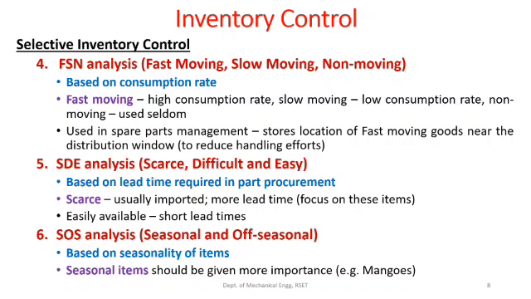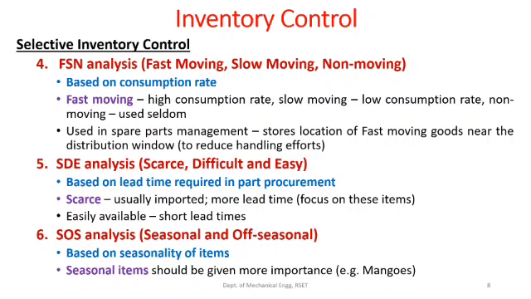So FSN analysis classifies items into fast moving, slow moving and non-moving items based upon the consumption rate. Fast moving items are the ones with high consumption rates, slow moving ones with low consumption rate, and non-moving ones are the items which are seldom used. They are used once in a while here or there. So this, as I told you again, is used for spare parts management. It helps you to locate the position of fast moving goods. The different kinds of goods, based upon their rate of usage, can be located at different parts of the spare parts inventory storage area.